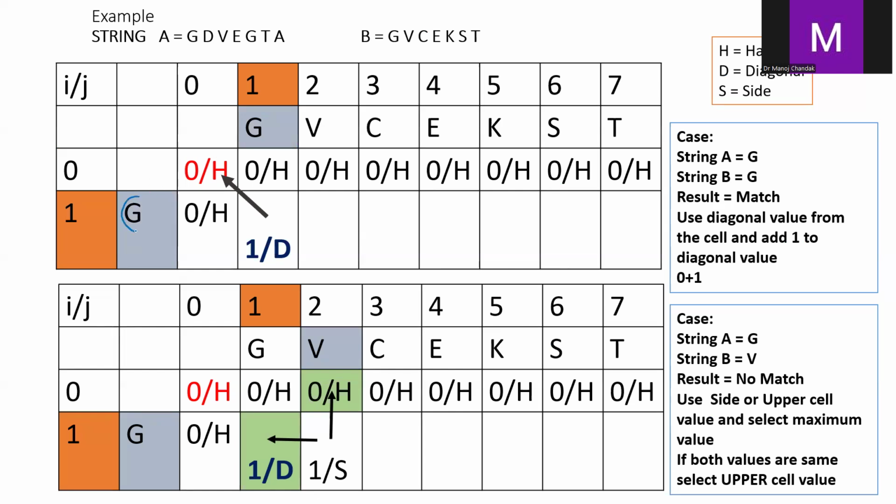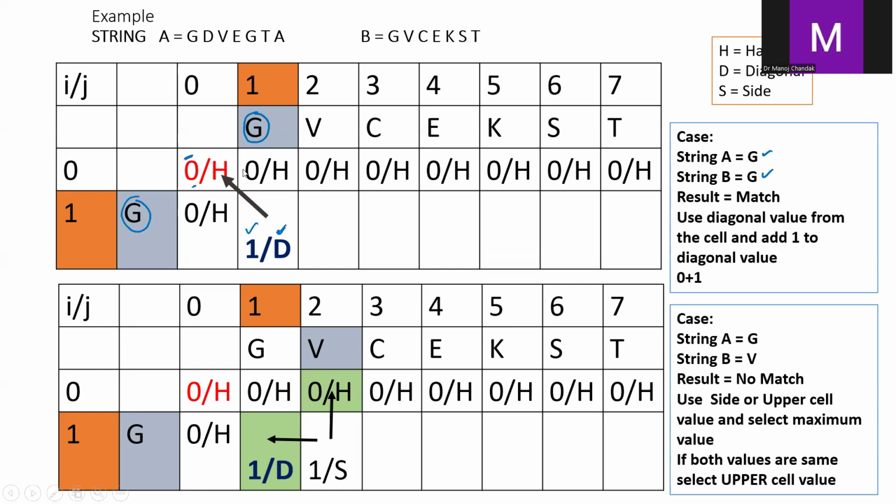Here the character from string A is G and the character from string B is also G. Since there is a match, G and G, we will use the diagonal value, which is 0, and add 1 to it. That is 0 plus 1 is 1, and we will write this as D, just because we have referred to the value at the diagonal position. Why? Because the characters are the same.